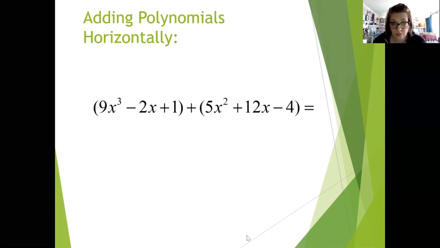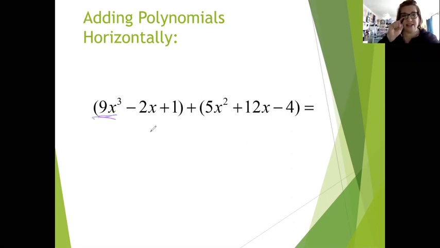So let me make this purple. Again, I'm going to match up things. So I know that that's an x to the third. This one I'll make a different color. That's x squared, x to the second. I have 2x and 12x right there, and then I have my constants. So I've just laid it out here so that I know what I'm combining with what. So there's only one that's purple, the 9x to the third.